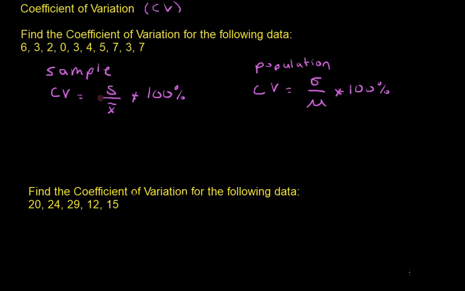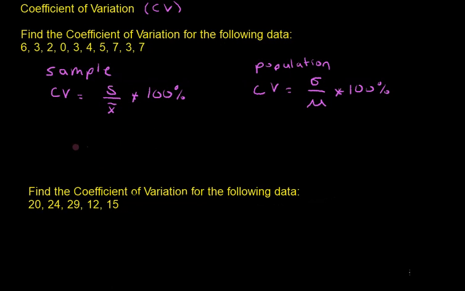So the reason why we use this coefficient of variation is to compare variation between different data sets. When the units are different, basically the unit cancels when you do this division. So this is a unitless measure of variation. That is very helpful when you're trying to compare variation between data sets.